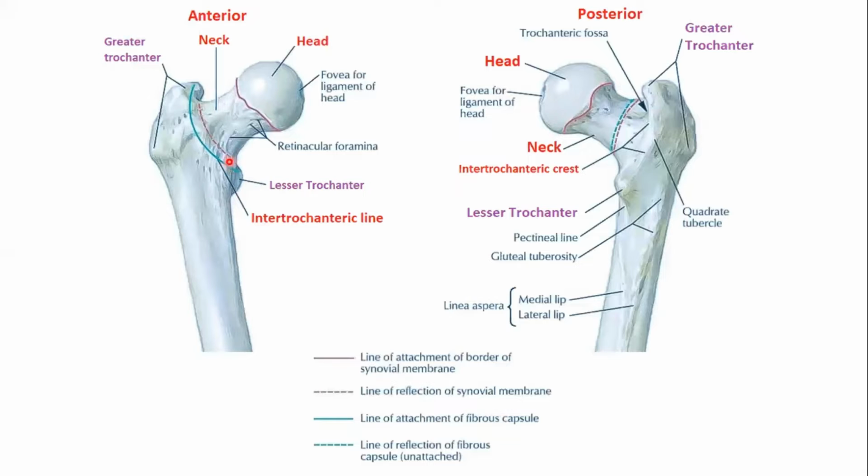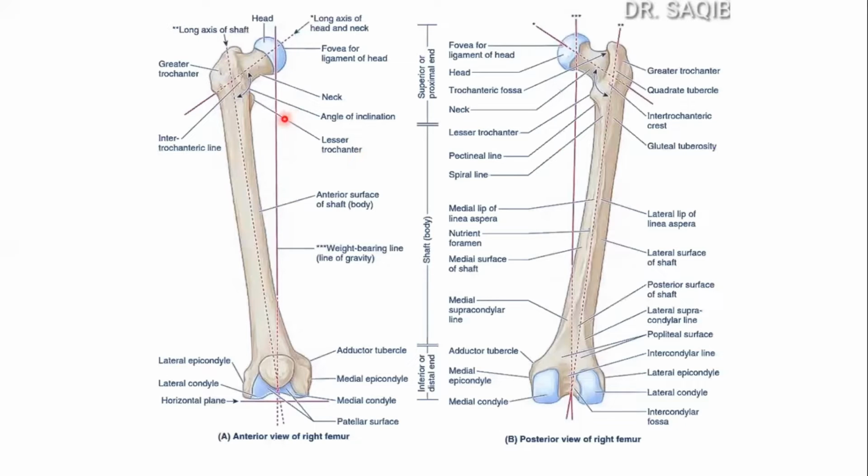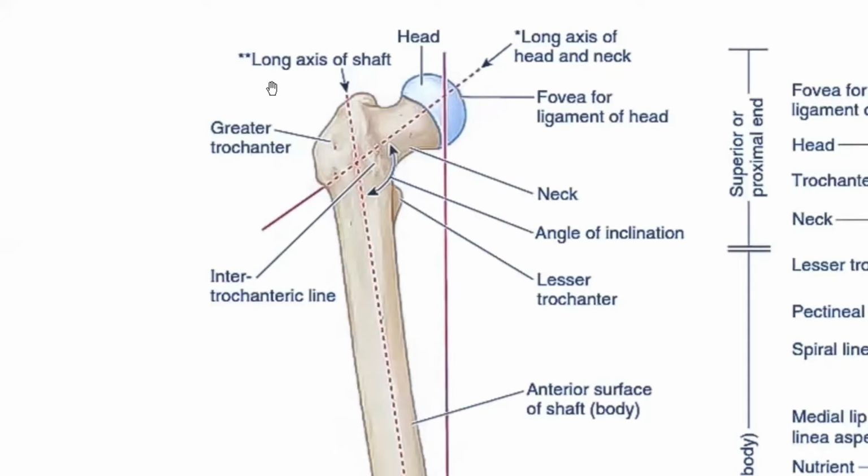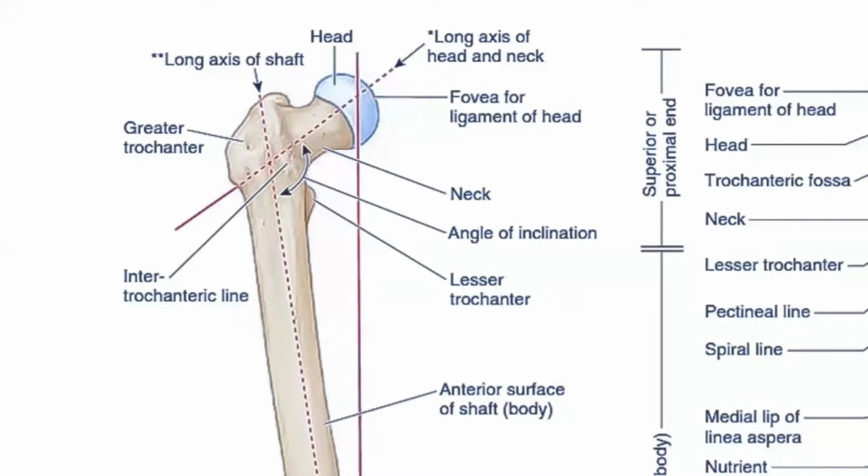Here you could see this is head, and this is neck, and this is shaft. And you could see now, contemplating about the angles, let me zoom in the picture for you for clarity. Here you could see this. And this is the long axis of the head. Follow this hand cursor: long axis of head and neck.